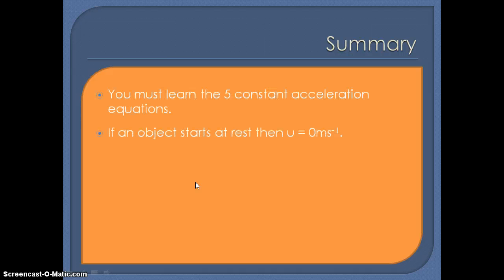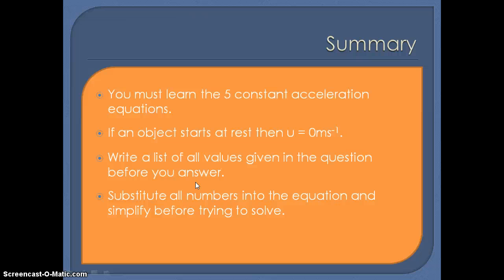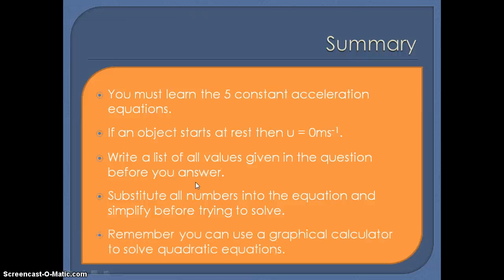So as a brief summary of what we've discussed, you need to learn the 5 constant acceleration equations. If an object starts from rest, then u equals 0 meters per second. You must write a list of all the values you're given before you answer the problem. Substituting all the numbers into the equation before you then try and solve is a good strategy. And remember, you can use a graphical calculator to help you solve quadratic equations in the final exam. This is a more efficient method.